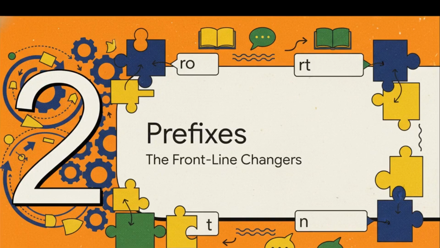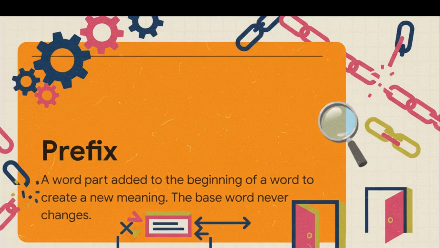Okay, so we've got our root word. Let's talk about that first key to the code, the prefix. As the name suggests, pre meaning before, these are the little bits you'll find right at the front of a word. So a prefix gets tacked on to the beginning of a root word, and its whole job is to change the meaning, sometimes in a really big way. A lot of the time, it just completely flips the meaning on its head, you know? It creates the exact opposite of what the root word was trying to say.